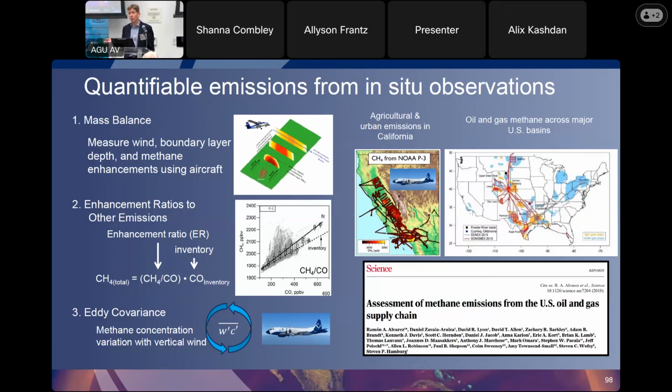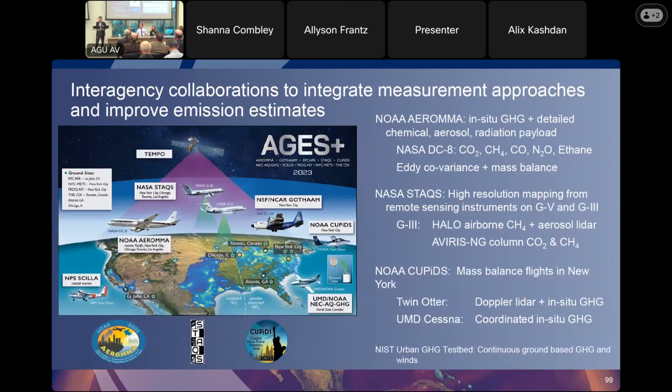Examples of past work that illustrate how this has been implemented are over on the right. So just illustrating the NOAA P3 making measurements in California that are instrumental in understanding the emissions from the urban sector as well as from the agricultural sector. And then also a series of measurements that took place across the majority of oil and gas producing regions in the United States to understand that emission sector. And again, that has allowed these kinds of evaluations of the accuracy of emissions inventories. So next slide, please.